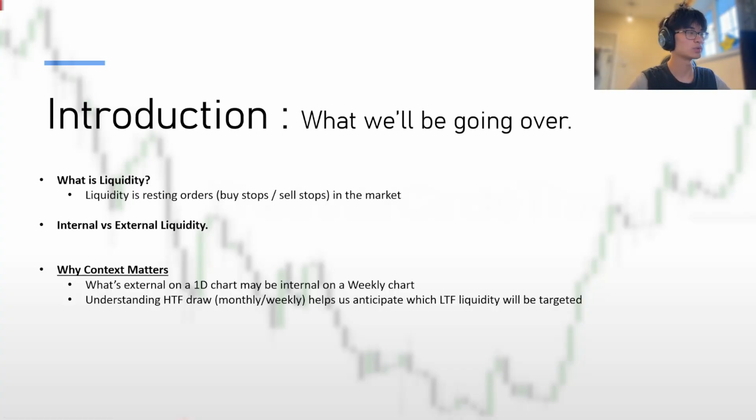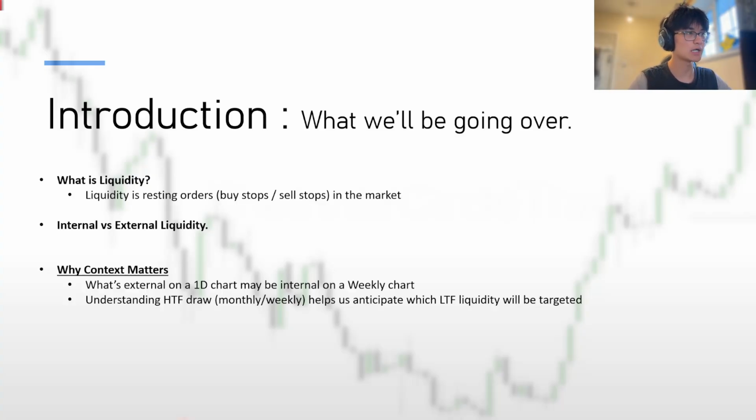Let's just get started. We're going to be going over what is liquidity. Liquidity is just resting orders, buy stops or sell stops in the market, so that will be above resistance or below support. We're also going to be going over internal versus external liquidity, and also why context matters. What's external on a daily chart might be internal on a weekly chart. So a weekly fair value gap might be an internal range liquidity on the weekly, but it would also be an external range draw on the daily chart. So that's basically what it is.